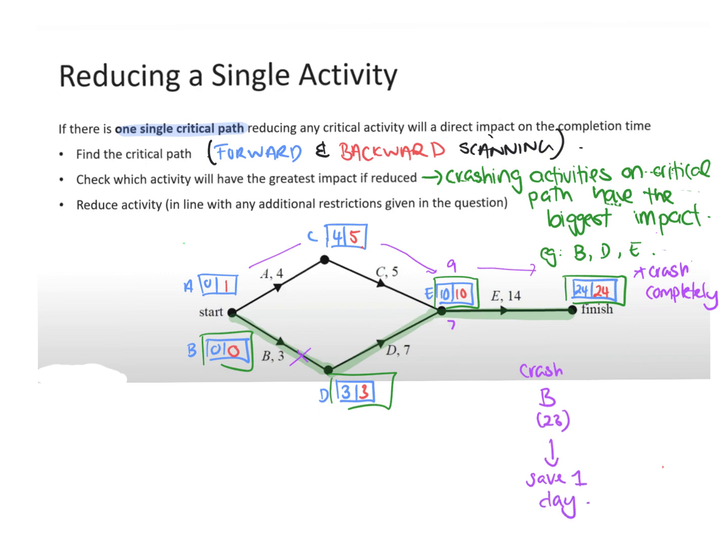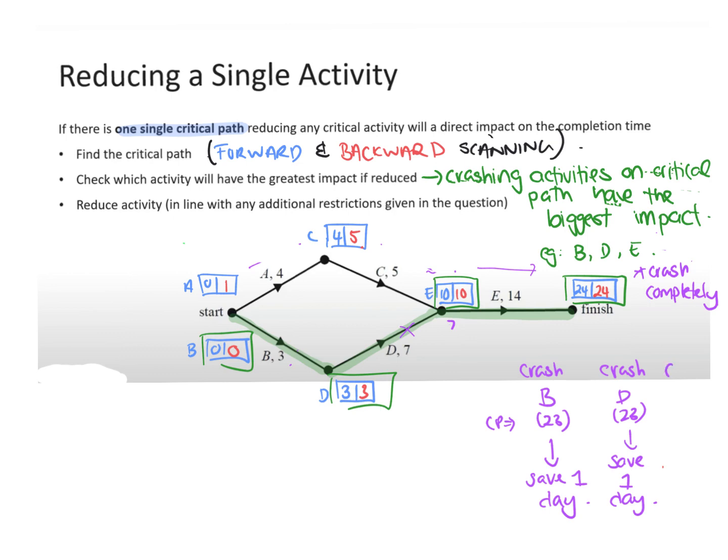Now, that's the same if I just crashed D. If I took out D, it would be the same scenario, wouldn't it? Because we would then travel along the top, and that would become our critical path. So our critical path became 23 if we crashed D completely, and we would only save 1 day because it was originally 24, so now it's only 23.